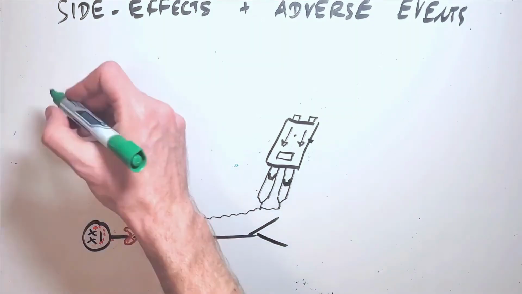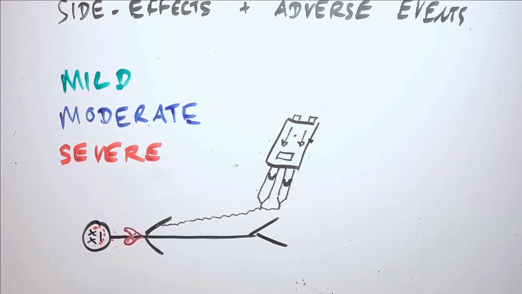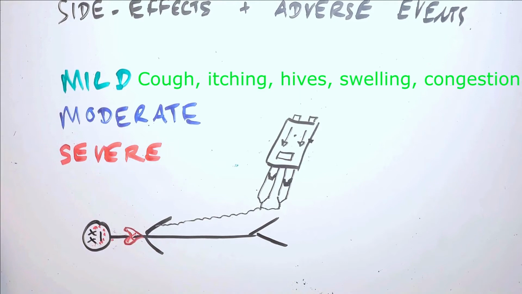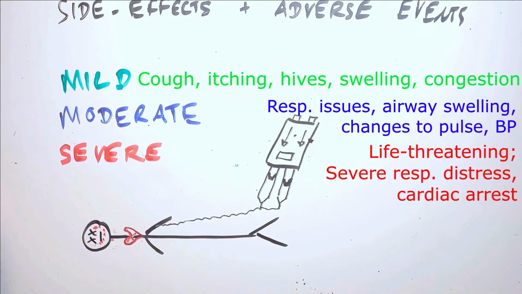Adverse reactions to contrast media can be categorized into mild, moderate, and severe reactions. Mild reactions could include a cough, itchiness, hives, some eye swelling, or nasal congestion. Moderate reactions could include respiratory issues, swelling of the airway, variations in pulse and blood pressure. Severe reactions could include life-threatening respiratory distress, the patient could become unresponsive, and respiratory or cardiac arrest could occur.